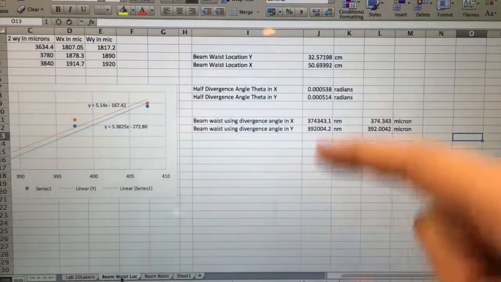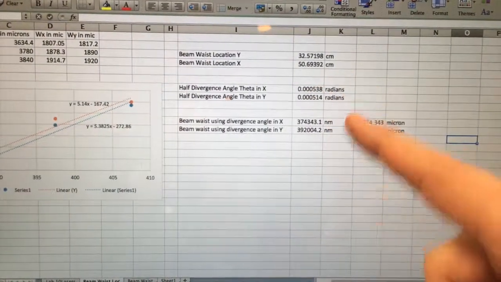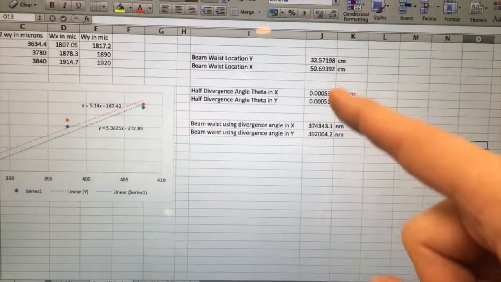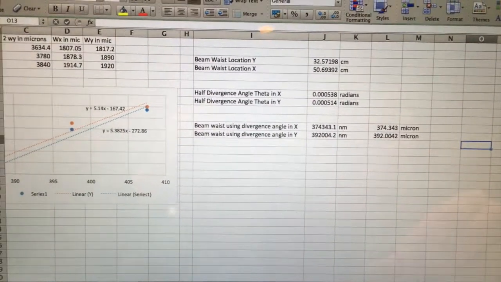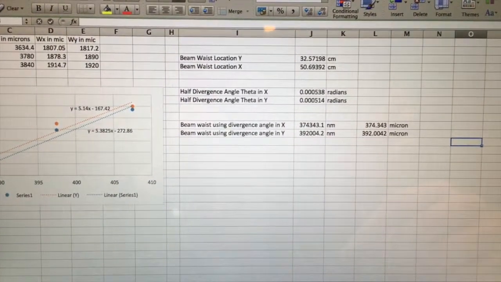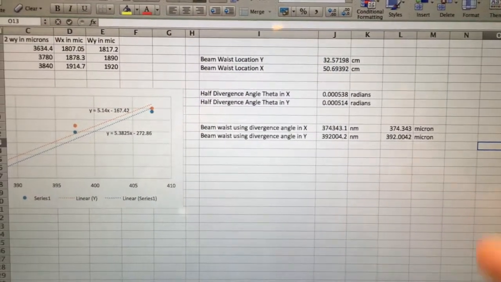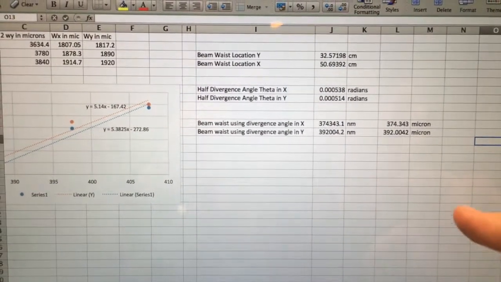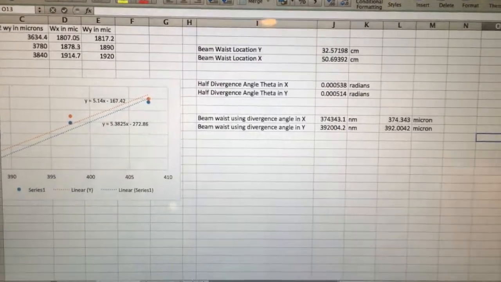a linear line. We found a beam waist location in y of 32.6 centimeters, a beam waist location in x of 50.7 centimeters, a half divergence angle theta in x of 0.538 milliradians, a half divergence angle in y of 0.514 milliradians, and then the beam waist in the x direction was 374 microns, and the beam waist in the y direction was 392 microns in radius.